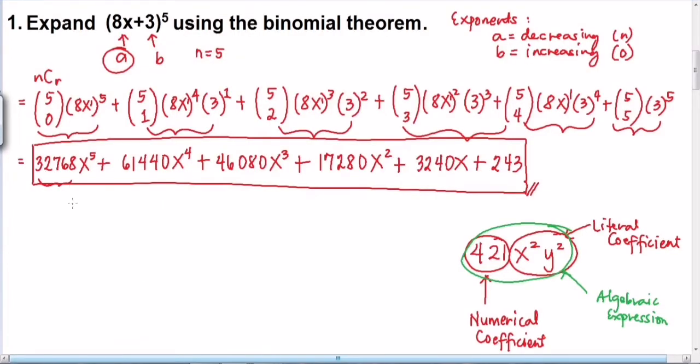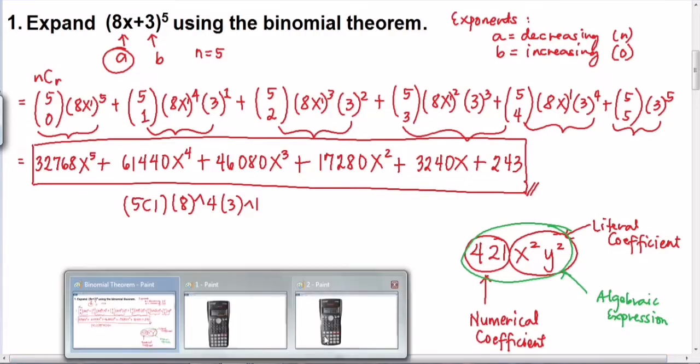Ayan siya, guys. Okay? Ito naman, tignan nyo. 5C1, ito, 5C1 to, times 8 raised to 4. So, ganyan to itsura niyan. Times 3 raised to 1. So, ganyan nyo i-input sa calcu. So, pag tinignan nyo, ito.